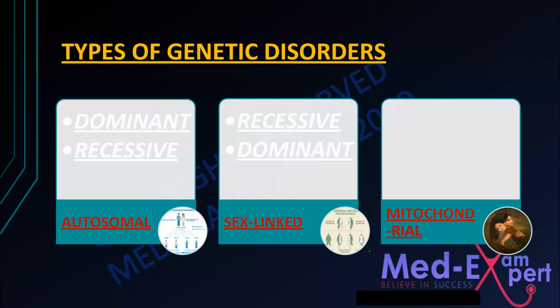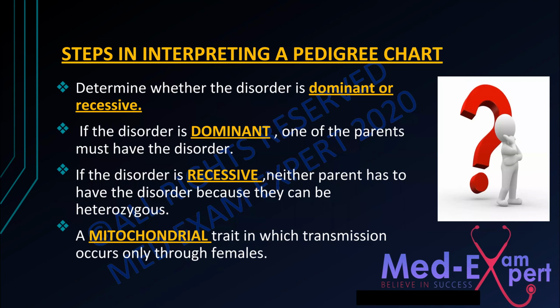Autosomal is from the 22 chromosomes we have. Sex-linked is when we have a defect in the X or Y chromosome. Dominant requires expression of one allele: to get a dominant disease, you require expression of one allele. To get a recessive disease, you have to have expression on both alleles. So both alleles should be diseased in order to get the recessive disease. That is the basic first, right?